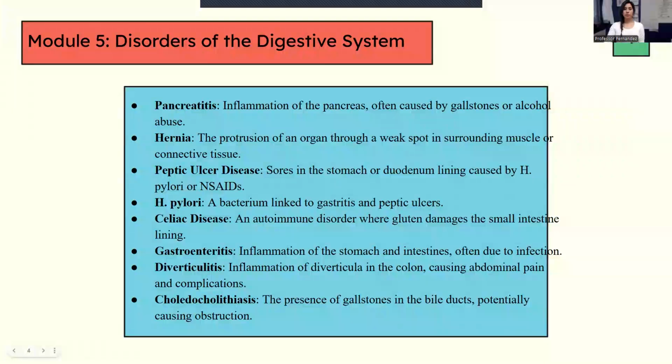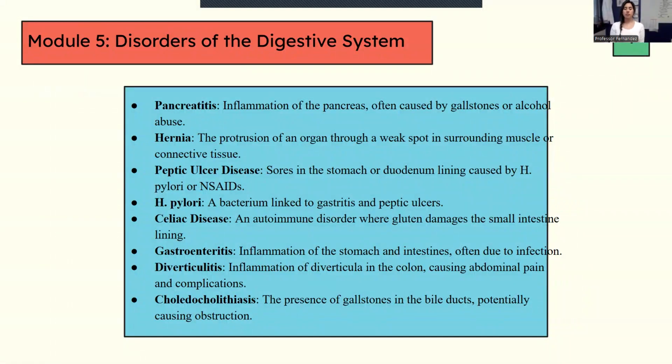Module 5 covers disorders of the digestive system. Pancreatitis is swelling in the pancreas, often caused by gallstones or drinking too much alcohol, okay? Hernia is when an organ, like the stomach, pushes up through a weak spot of muscle. The hiatal hernia we'll go into in a little bit more depth, along with the different types of hernias and where you can get them.